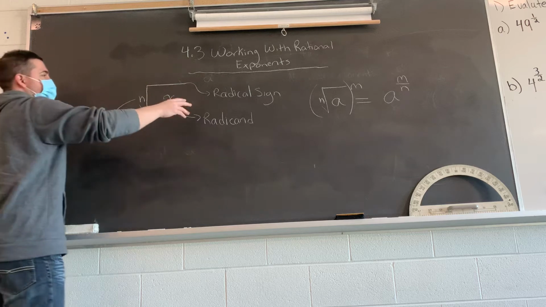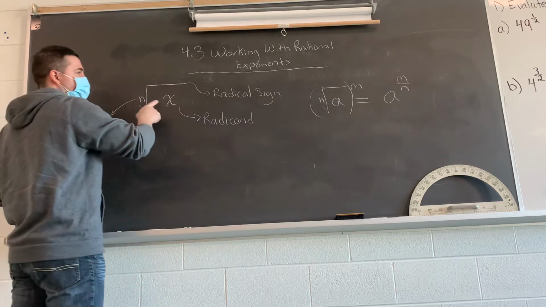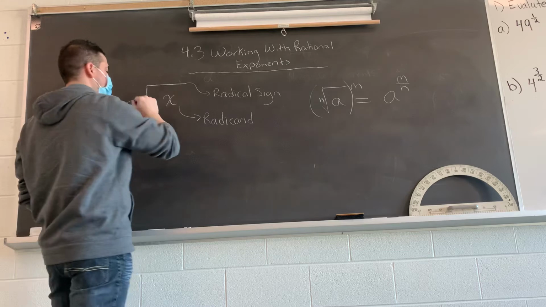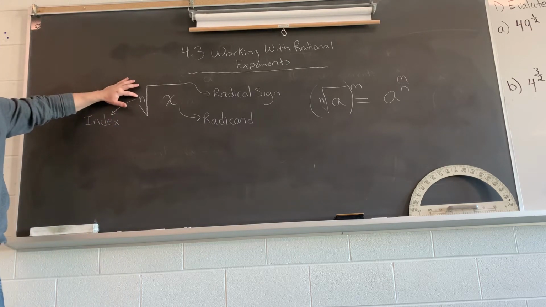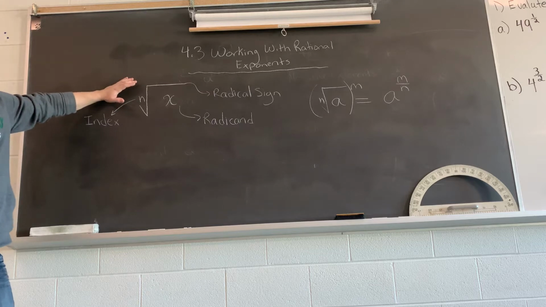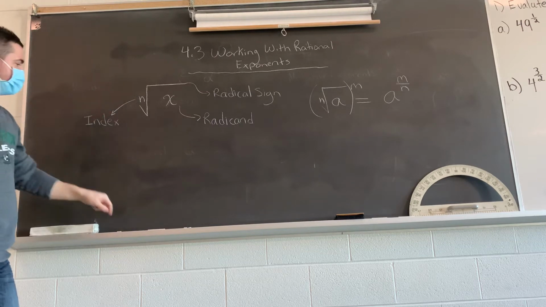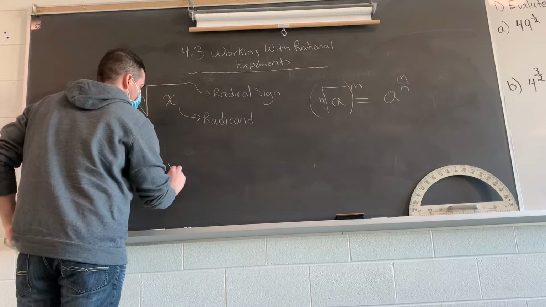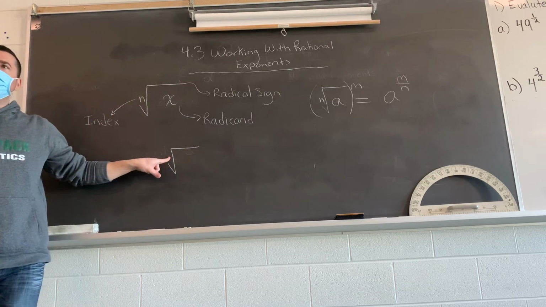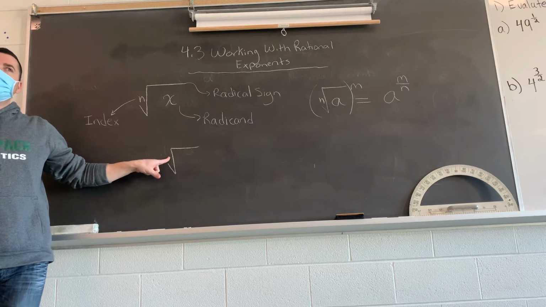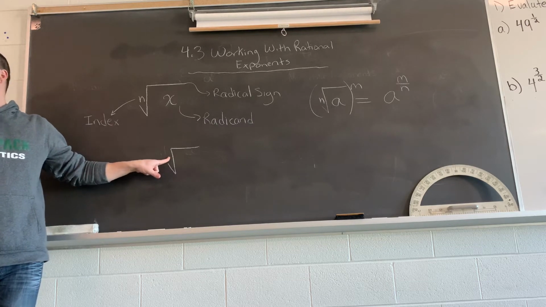So there are some names for it. We have the index, we have the radicand, and then this is the radical sign. Different numbers can go here. The most standard one would be the square root function. For the square root function, we don't write a number here, but there is a number. Anyone know what number that is in the square root sign? What number is here?